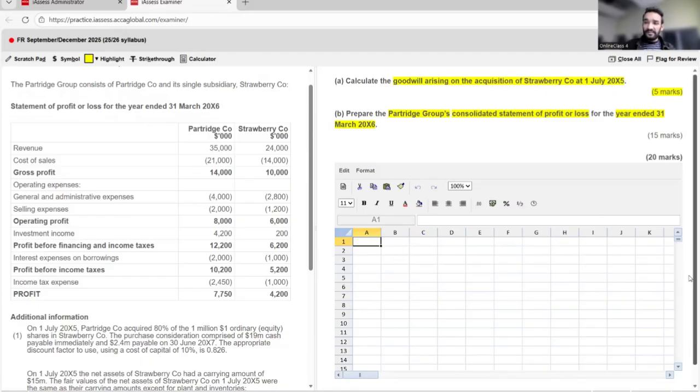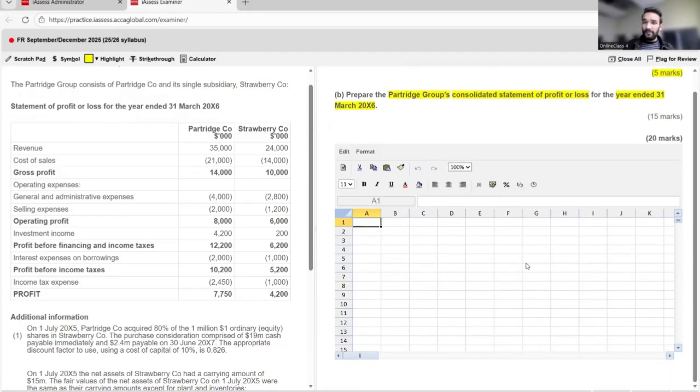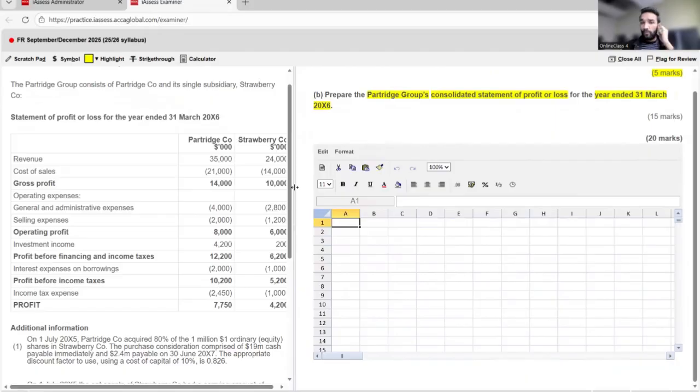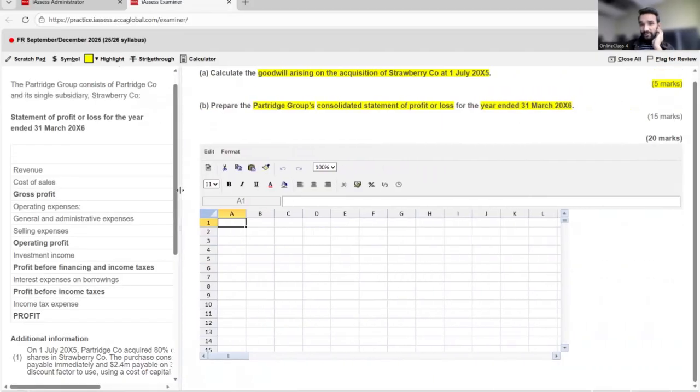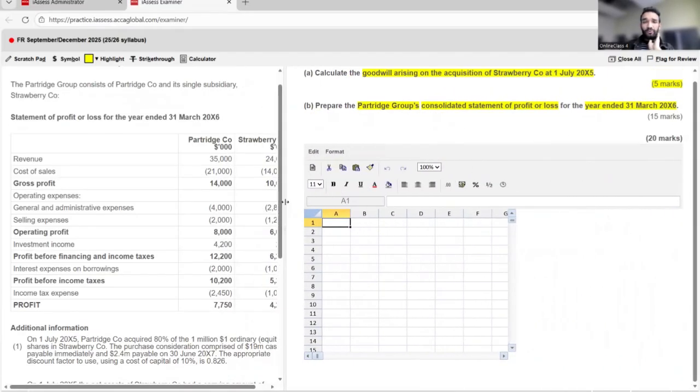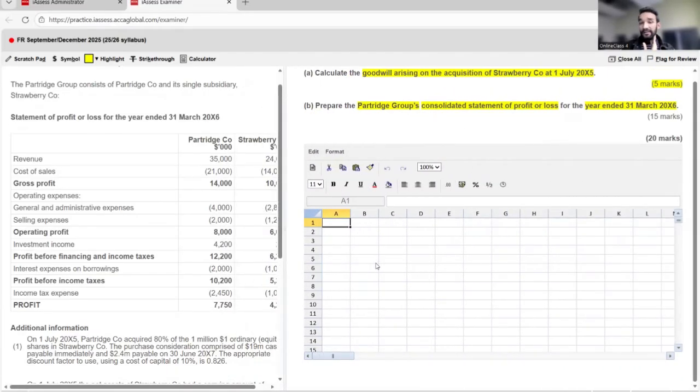Now remember, you will see the same size of Excel in the real paper as well. You can increase or decrease the size of the screen using this specific arrow. If you want to expand the Excel, you can expand it. If you want to show the question first, it's up to you. You can manage this screen, but try these things before going to the actual paper. Make sure that you practice these things during your practice sessions.